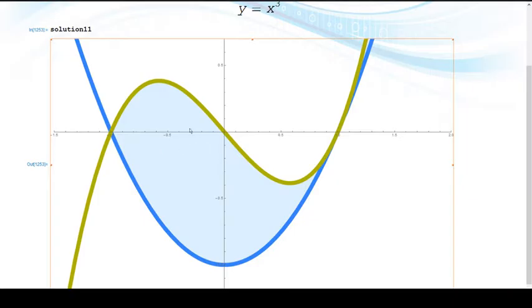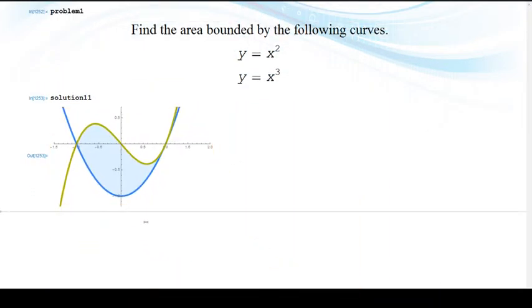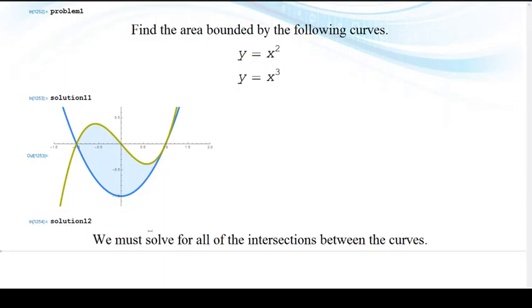Okay, so we want to figure out the area of this light blue region. The first thing we're going to have to do, of course, is figure out where these curves cross each other. Otherwise, we can't get our limits of integration. I'm going to shrink this graph down again, and let's solve for all of the intersections between the curves. I'm going to just copy and paste the solution when I need to.